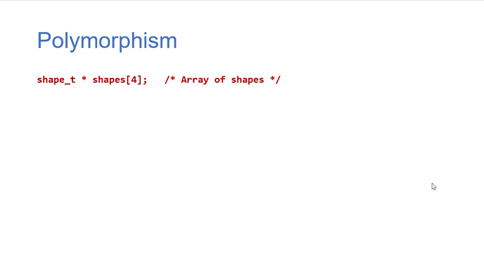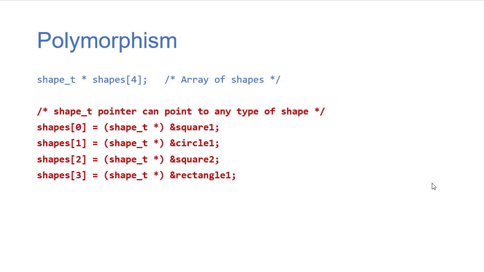of polymorphism. So the idea is I want to create an array of just shapes, not necessarily a specific kind of shape, but just general shapes. So this array is going to be able to hold multiple different types of shapes. So here you can see that I'm putting squares, circles, and rectangles into this array of shapes.